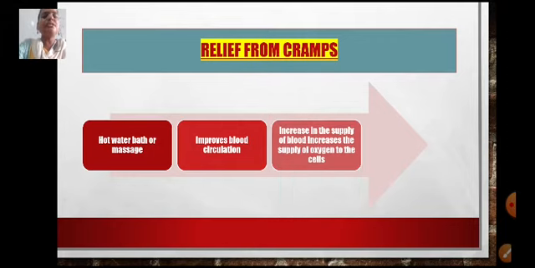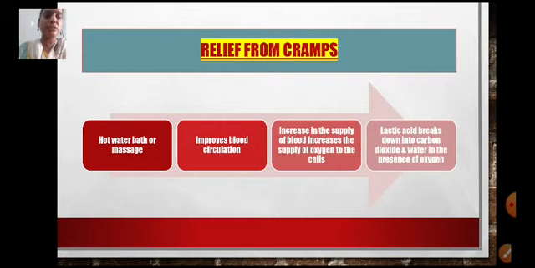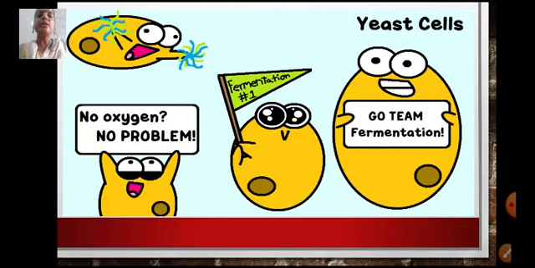The increase in the supply of blood will also increase the supply of oxygen to these cells, and as the cells get a sufficient amount of oxygen, they will start respiring aerobically again, and also the lactic acid will finally break down into carbon dioxide and water in the presence of oxygen. So this is how we can get relief from the cramps that have been formed as a result of anaerobic respiration, by a hot water bath or massage, which will improve the circulation of blood to these muscles. So this is what happens in human beings.